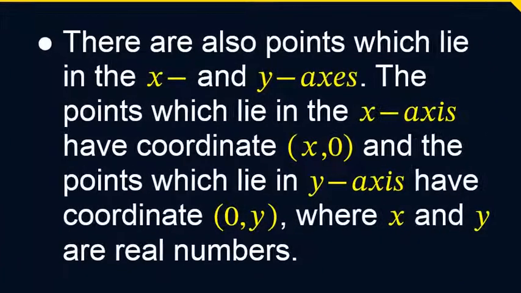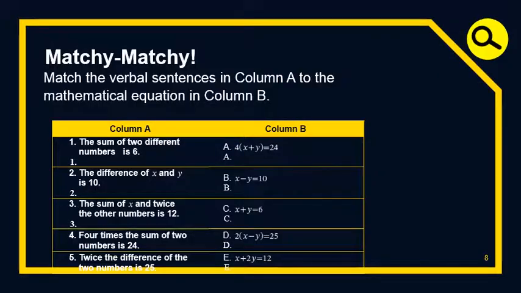There are also points which lie on the x-axis and y-axis. The points which lie on the x-axis have the ordered pair (x, 0), and the points which lie on the y-axis have the ordered pair (0, y), where x and y are real numbers. Activity 2, Matchy-matchy. Match the verbal sentences in column A to the mathematical statement in column B.